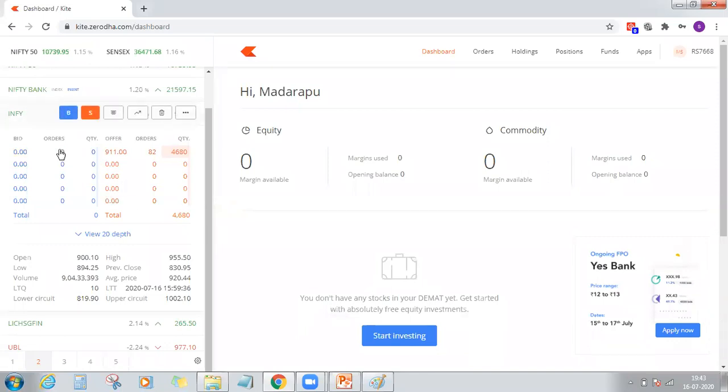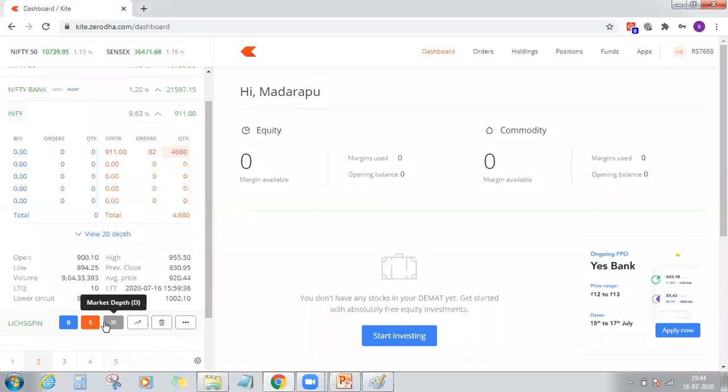So whatever prices you are looking at in the market depth, these are all limit orders. This particular buyer is ready to buy only at this price, only if this price is available. And this particular seller is ready to sell only at 911. Let's see if we have this one.